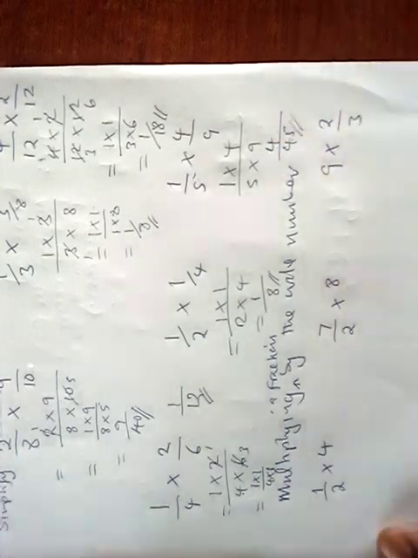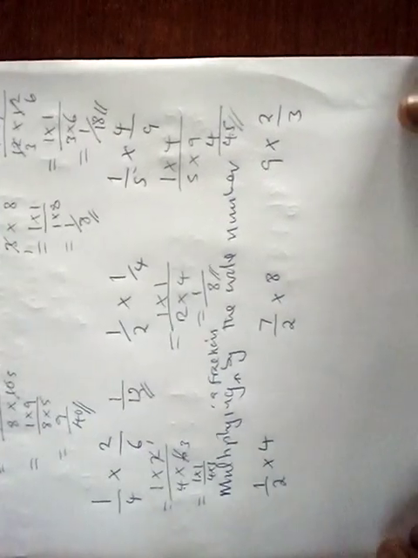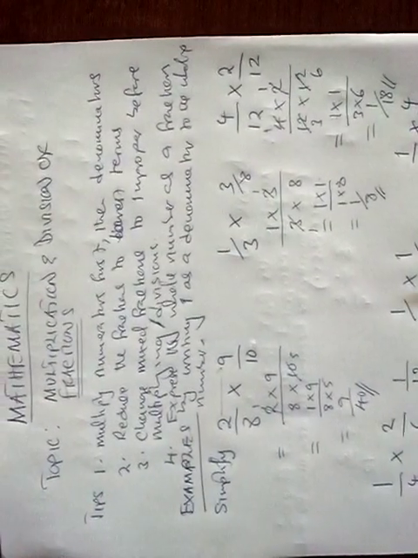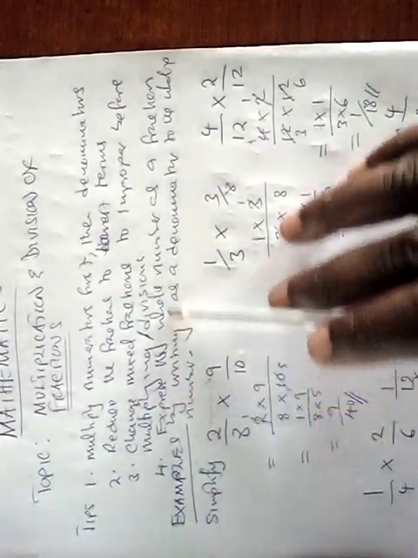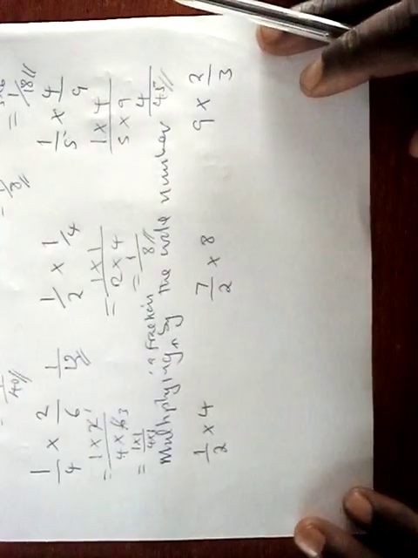So this is your final answer. Sometimes you can be asked to multiply a fraction by a whole number. As I said, the rule is to express the whole number as a fraction by writing 1 as the denominator of the whole number. So in this case, the first step, you copy like this.